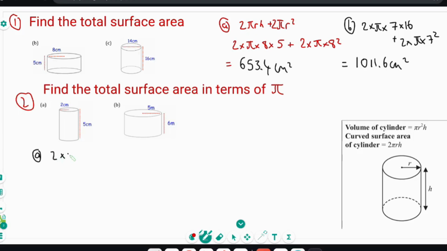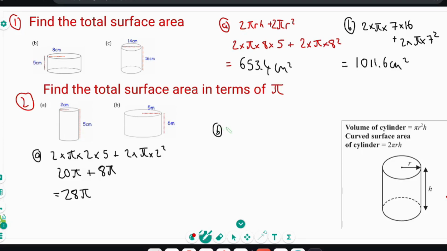And then 2a, 2 times pi times r times h, plus 2 times pi r squared. We want it in terms of pi, so 2 times 2 times 5 is 20 pi. 2 times 2 squared is 8 pi. So the total is 28 pi.